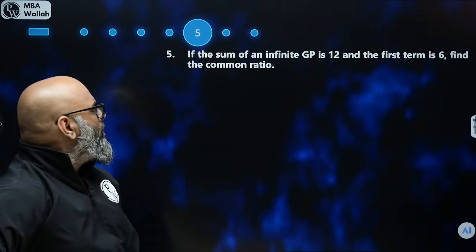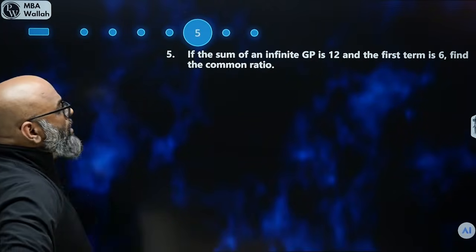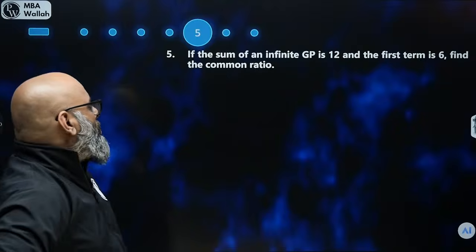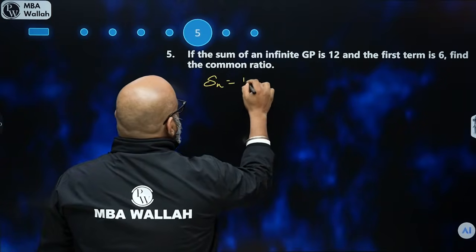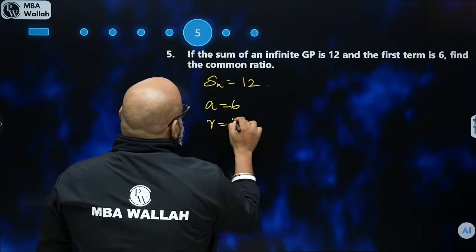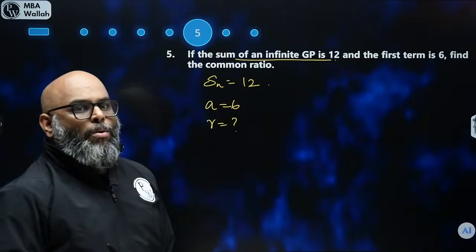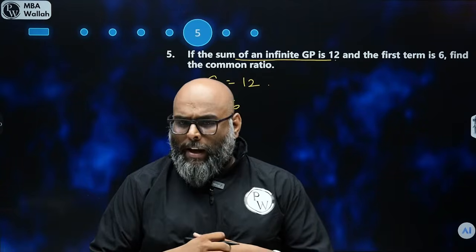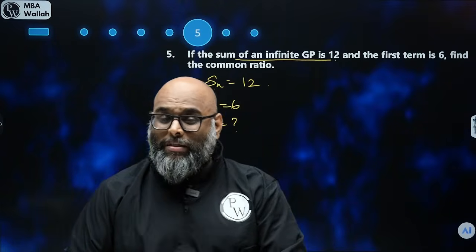Look at this question. The sum of an infinite GP is 12 and the first term is 6. Find the common ratio. Sum of an infinite GP, Sn is equal to 12. A is equal to 6. What is R? Now infinite GP is given. Now notice this. Can you tell me, is the sum of an infinite GP possible when R is greater than 1?